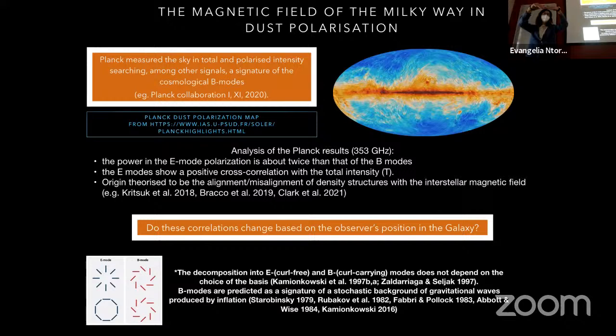The fact that an observer had a horizon in front of them created a background of gravitational waves that would be emitted by this horizon towards the observer. So this is a stochastic background of gravitational waves that would induce a signal of polarization that is dominated by what are called B modes. So what is a B mode?